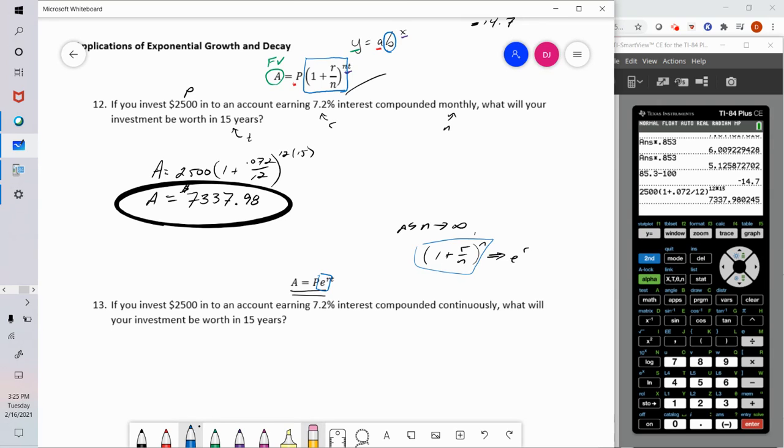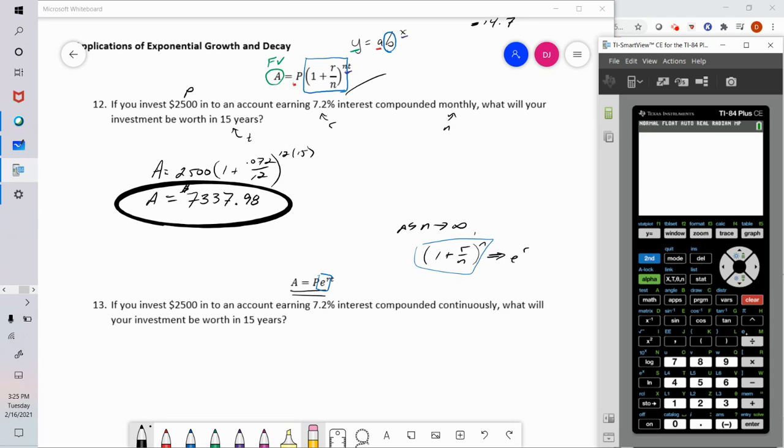Now e, okay, I can look at my calculator to get a good picture of it. Notice right here above the division sign is the e. That's the number 2.718281828. It appears to repeat, but it does not.